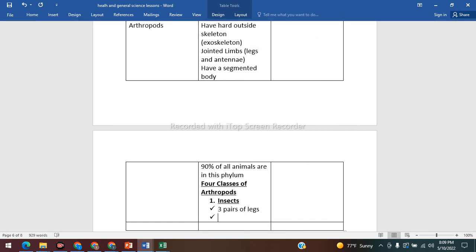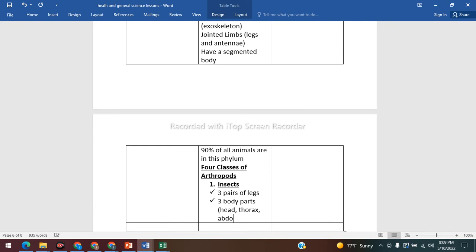They have 3 body parts. That's the head. Can someone finish it for me? Thorax, and what else? Abdomen. Abdomen, very good.